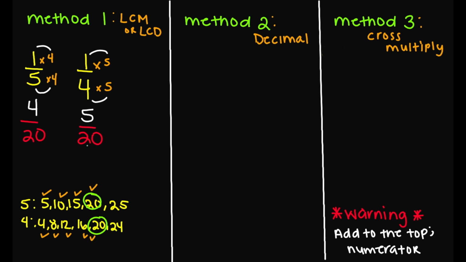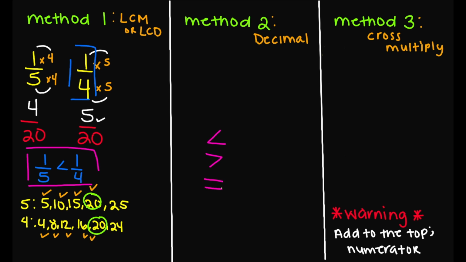So if I compare these two fractions, 4 over 20 and 5 over 20, you can see that the 5 over 20 is larger. So my fraction, remember the 5 over 20 represented the 1 over 4 here. So your answer is going to be 1 over 5 is less than 1 over 4. Because we are saying that 1 over 4 is greater than 1 over 5. This is your less than sign, this is your greater than sign, and then your equal to sign is here.